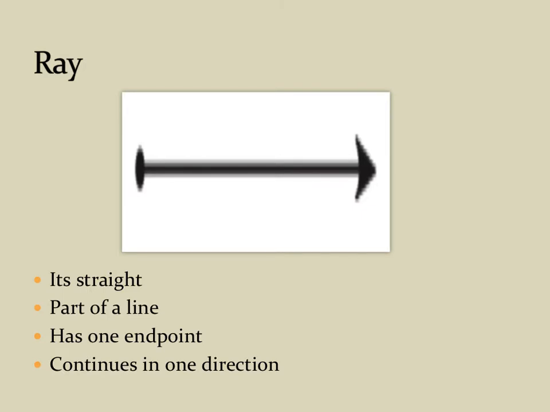A ray is also part of a line. It is straight, it has one endpoint, and it also continues in one direction. Let's take a look at this ray in this picture. Find out where it stops and find out where it keeps continuing. Our ray stops right here. That is because of the endpoint. Now, our ray continues in this direction because of this arrow.